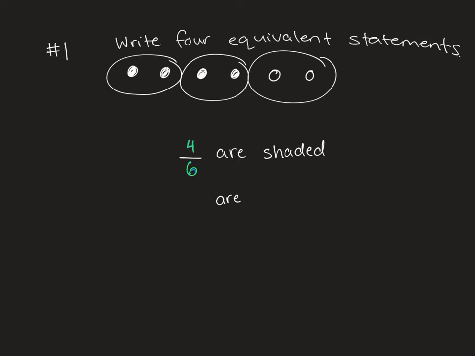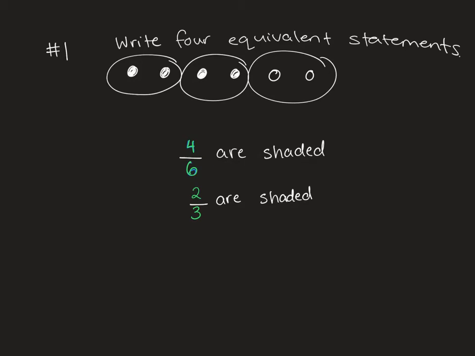The second equivalent statement is going to also be a fraction of what is shaded, but this time we're going to be looking at the groupings. So, what fraction of the groups are shaded? This would be 2/3 because 2 of the groups have shaded circles in them and 1 has unshaded circles. So there's 3 groups altogether.